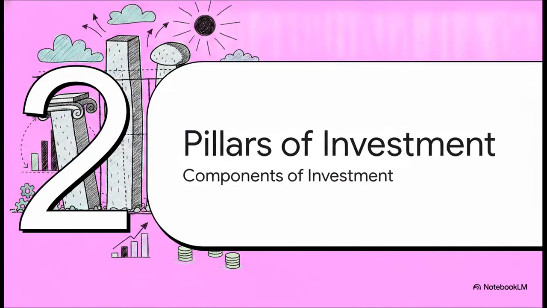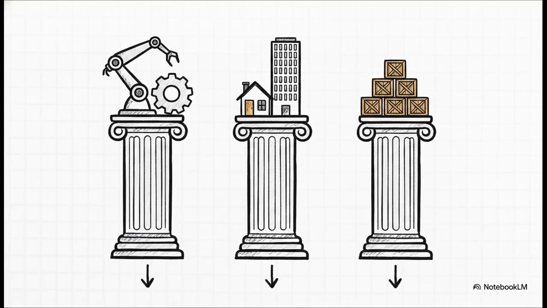Let's move to Section 2, the 3 pillars of investment. Here is a high-level view of our 3 industrial columns. We've got producers' fixed investment, structures, and investment in stocks. Every single piece of capital formation falls into one of these 3 categories. Let's inspect them a bit closer.